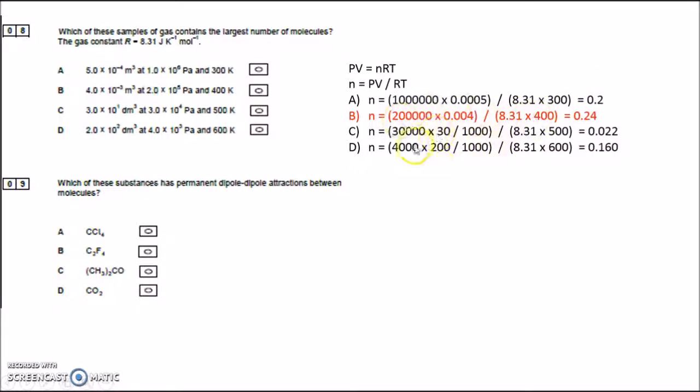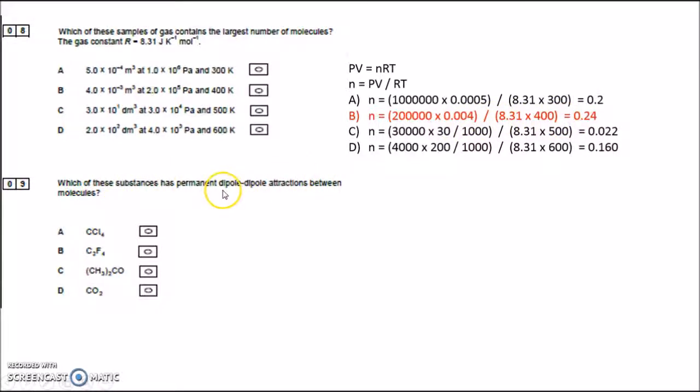You do the same for all of them. Remember, you've got to take this 3 times 10 to the power of 1, which is 30, and divide by 1,000. So you've got to divide these two by 1,000 here. That's why those two have got divided by 1,000 to turn decimeters cubed into meters cubed, and therefore you come up with the answers, and 0.24 is your highest number of moles. You could multiply each of these by Avogadro's number, but you'd still find that B is the highest value.